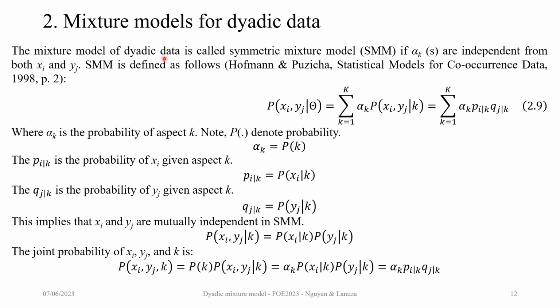The mixture model of dyadic data is called the symmetric mixture model SMM if alpha_k is independent of both Si and Yj. SMM is defined by equation 2.9, where alpha_k is the probability of class k, p_i|k is the probability of Si given class k, and q_j|k is the probability of Yj given class k.